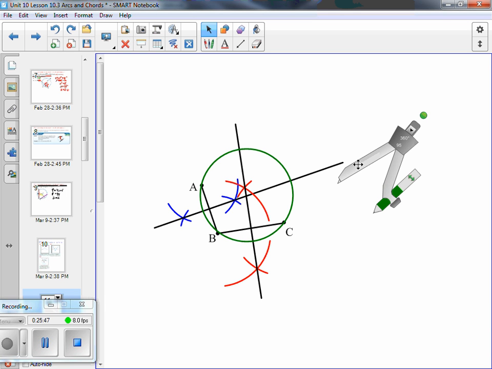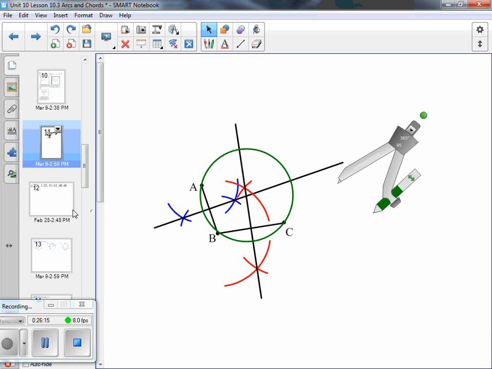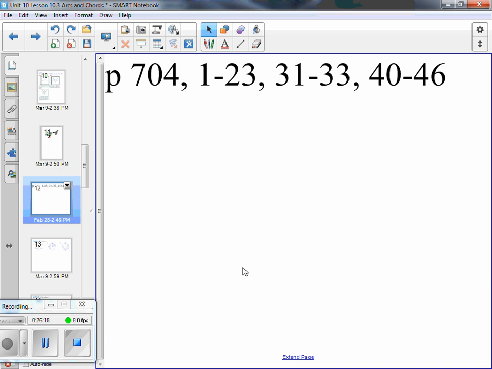And the thing I like about this construction is, doesn't that seem kind of impossible? Before you do it, you think, well, I can't make a circle go through those 3 points. Yeah, you can. And you just did. And it's all because perpendicular bisectors are diameters. Diameters intersect at the center. Any questions on the construction? On page 704 then, do 1 through 23, 31 through 33, and 40 through 46.